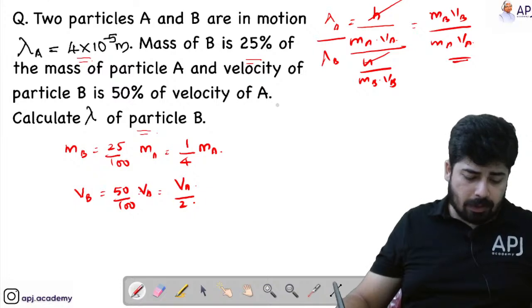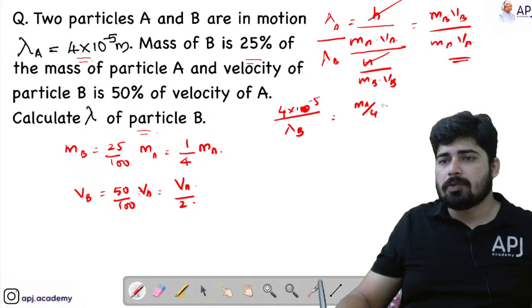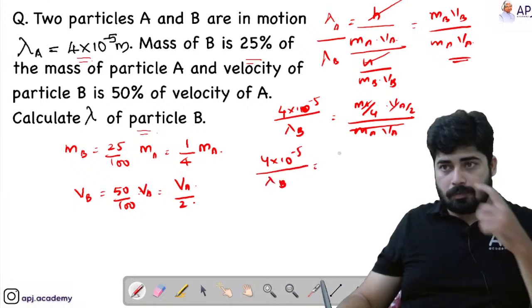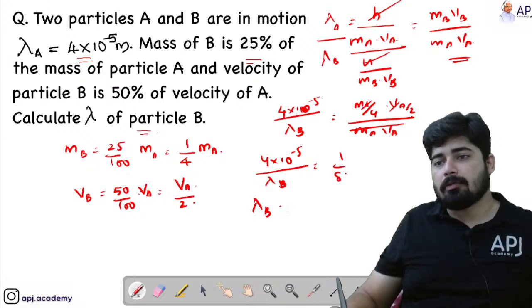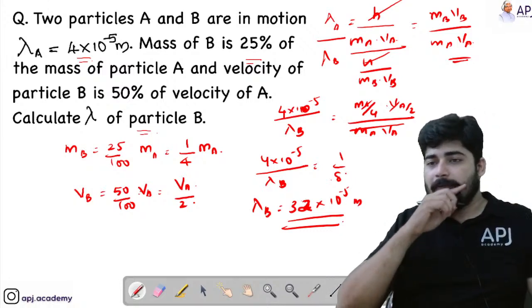Now you can just apply the values. Lambda is already given, that is 4 into 10 raised to minus 5, divided by lambda B equal to, what is MB? MB is MA by 4 into VB is VA by 2, divided by MAVA. You can cancel MAVA. So you will be getting 4 into 10 raised to minus 5 by lambda B is equal to 1 by 8. So lambda B equals 8 into 4 is 32 into 10 raised to minus 5. So 32 into 10 raised to minus 5 meter will be the answer of lambda B.